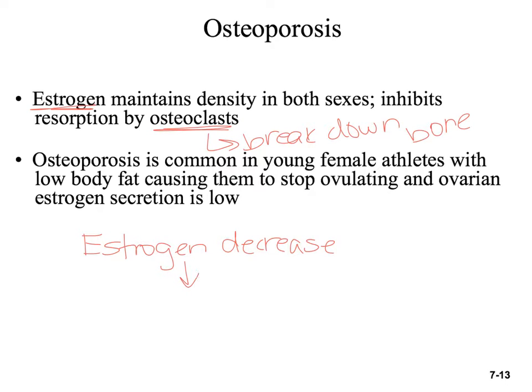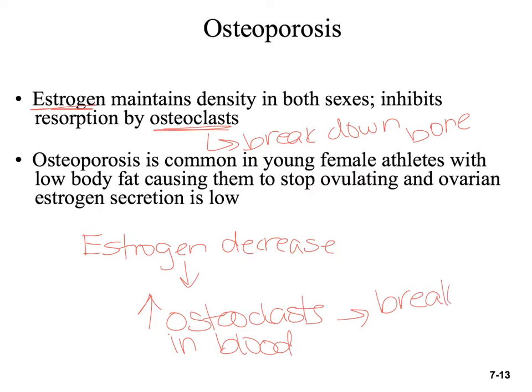So if estrogen levels decrease, that causes an increase in osteoclasts in the blood. And then because we have the osteoclasts in the blood, that leads to the breakdown of bone, and therefore the breakdown of the bone matrix and the weakening of the bone.